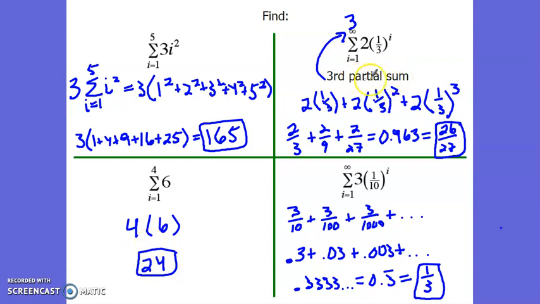If they talk about a partial sum, the idea there is they had given us an infinite sum, but a partial sum means if it's the third partial, I only want the first 3 terms.